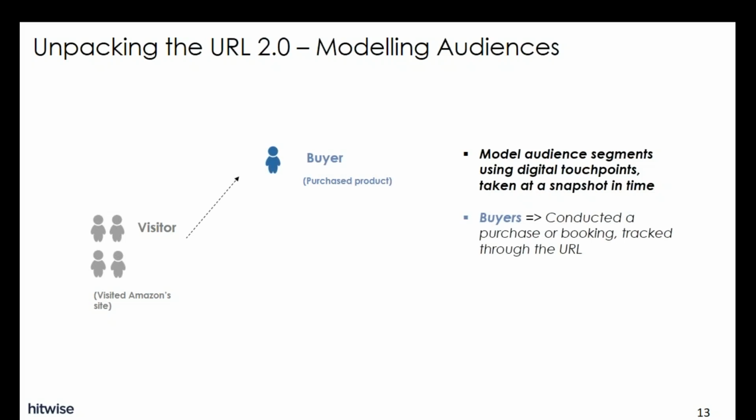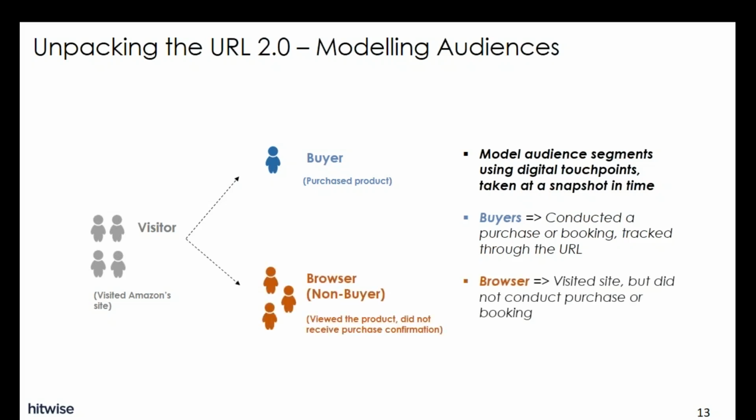A buyer, through deeper URLs, we're able to model segments of events such as ones that have made a purchase confirmation of a particular product. And a browser, again through deeper URLs, are segments of people that have visited a site or a product page but didn't receive a purchase confirmation.